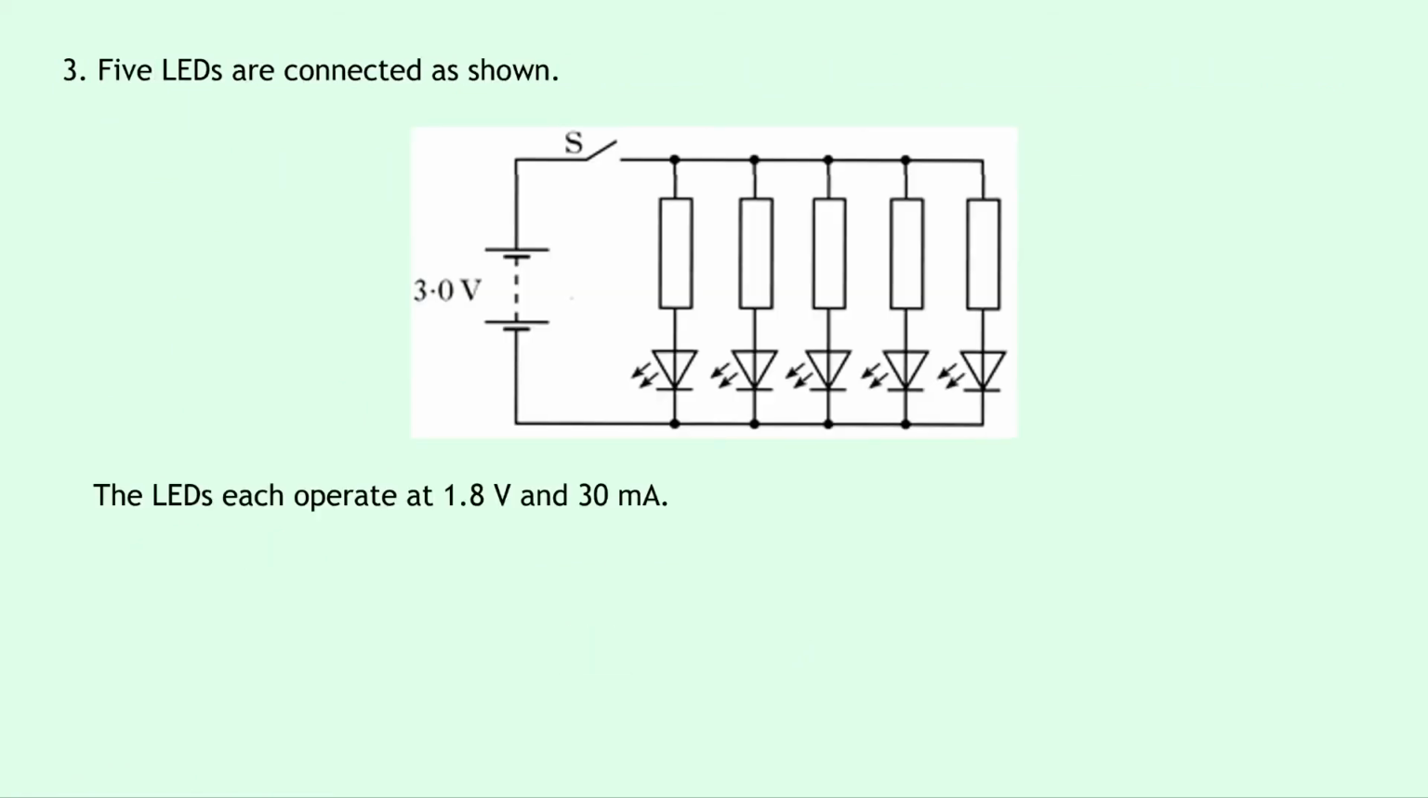Lastly, question 3 says that 5 LEDs are connected as shown. So we have a 3V battery, a switch S, and then 5 LEDs with their series resistors in parallel.